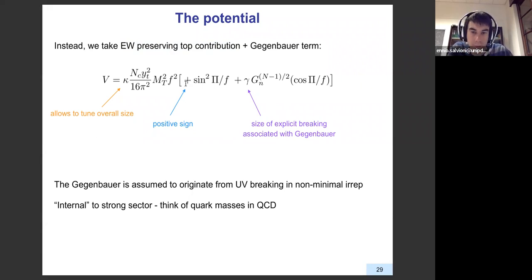But if you look at a model, and I can show you if you're interested, typically this is a split situation, so that there is a parameter space where it's positive, and there is parameter space where it's negative. There is no a priori preference. So this is what we'll do. We'll take a positive contribution from the top, and then we'll add on top of that the Gegenbauer contribution.